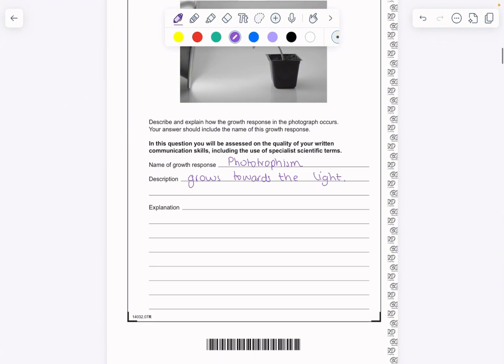And the explanation is that you can say light coming from one side causes a hormone, auxin, to be produced. Remember, it's produced in the tip. And then auxin will cause cell elongation.